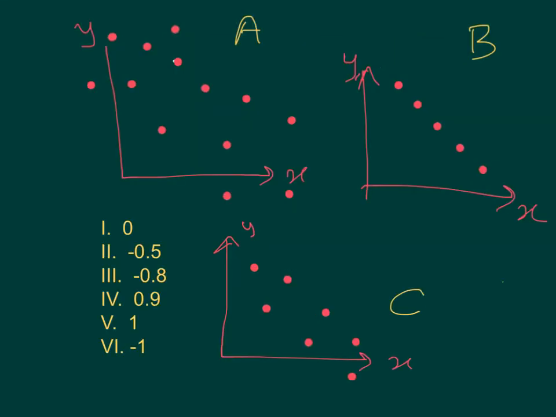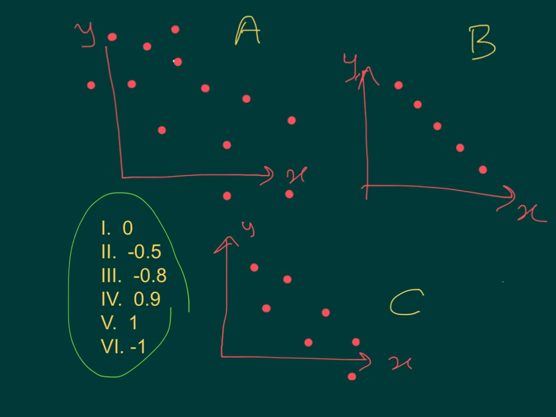You may want to pause the video now and attempt this question. Here we have three diagrams, A, B, C, and what you need to do is to match appropriate values from this set of numbers to A, B, and C.